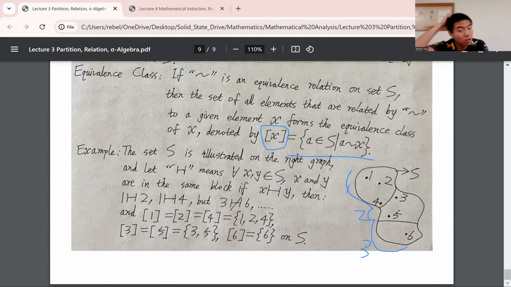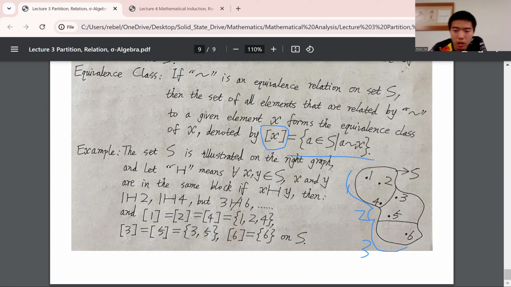Then we need to prove this is an equivalence relation, but it's very intuitive. You can prove it by yourself. Just prove it's reflexive, symmetric, and transitive, in terms of being in the same block. An element is always in the same block as itself, so reflexive. Symmetric: if x and y are in the same block, y must be in the same block as x. And transitive: if x, y are in the same block and y, z are in the same block, then x, z must be in the same block. So it's an equivalence relation.